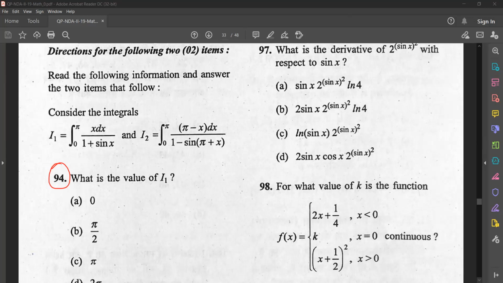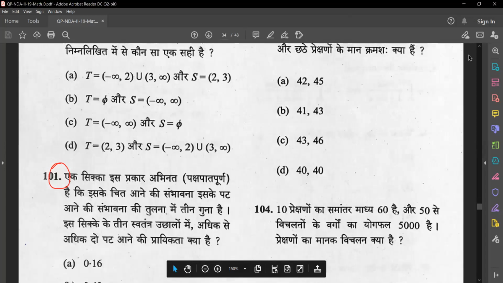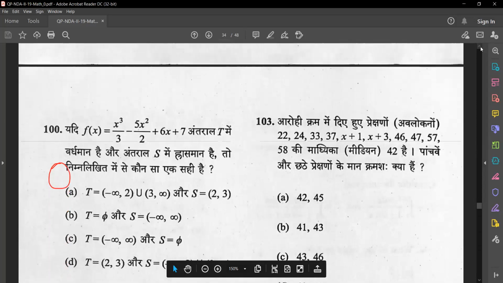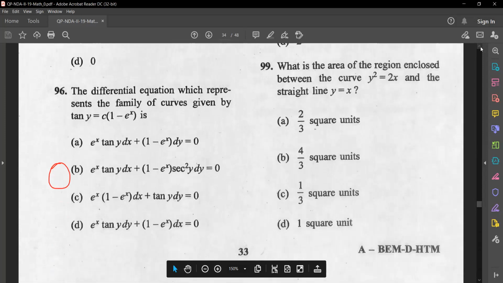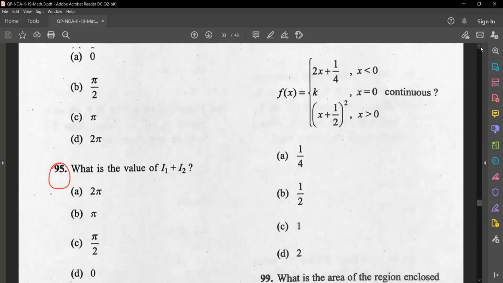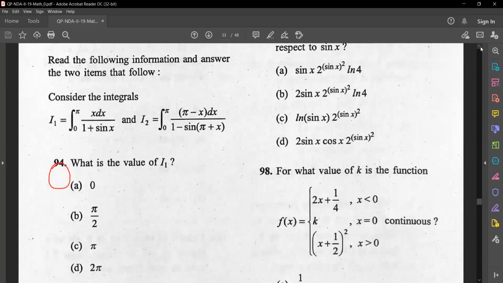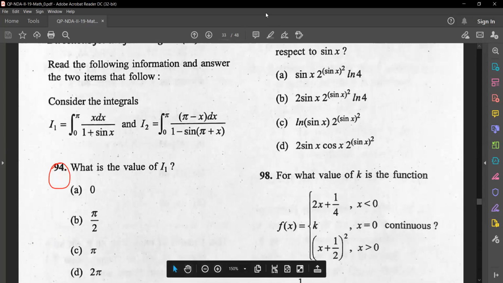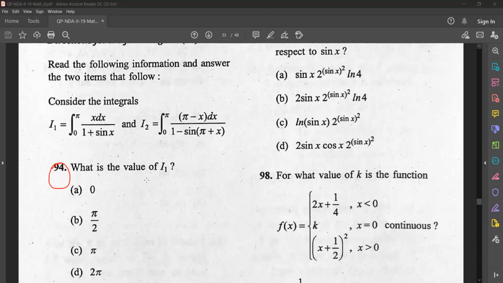I1? That is integral 1. We have to get that. What is the value of I1? What is the value of I1? Okay, all of you try and comment your answers.